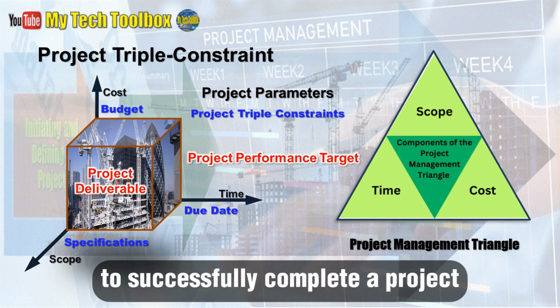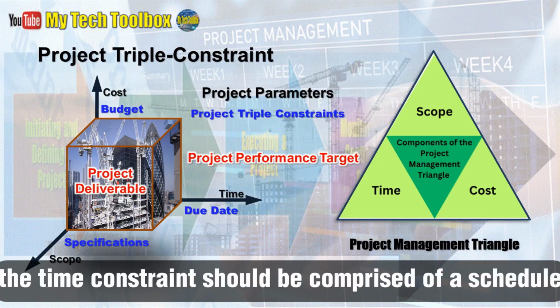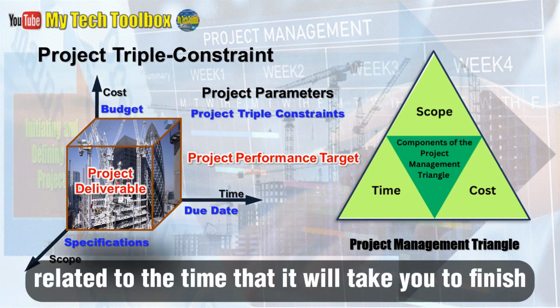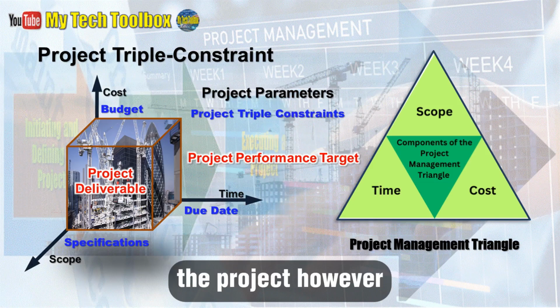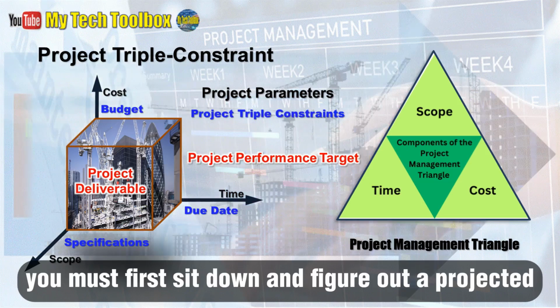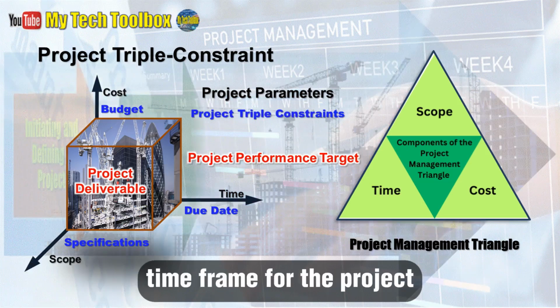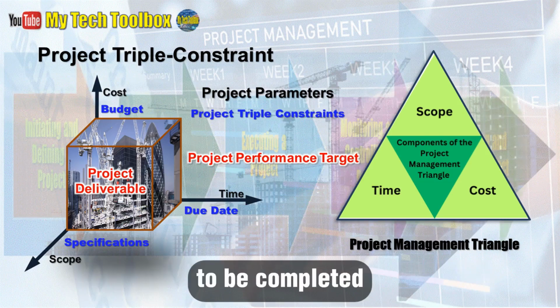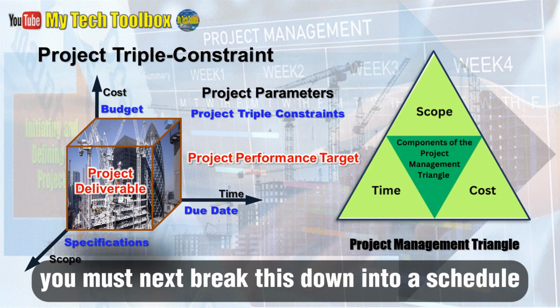To successfully complete a project, the time constraint should be comprised of a schedule. You should have a specific schedule related to the time that it will take you to finish the project. However, before you can create a schedule, you must first sit down and figure out a projected time frame for the project. Once you have figured out the total time it will take for a project to be completed, you must next break this down into a schedule.